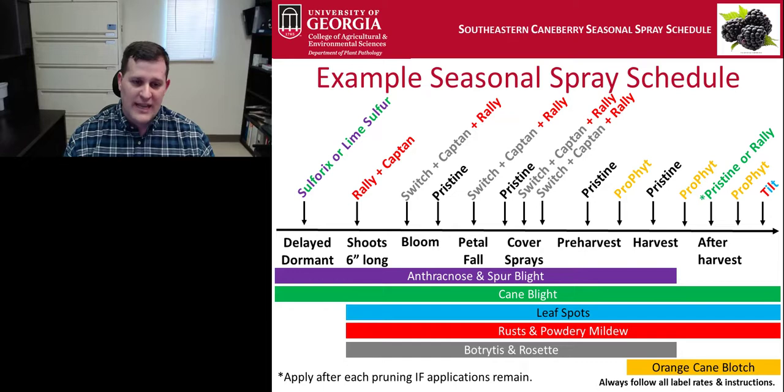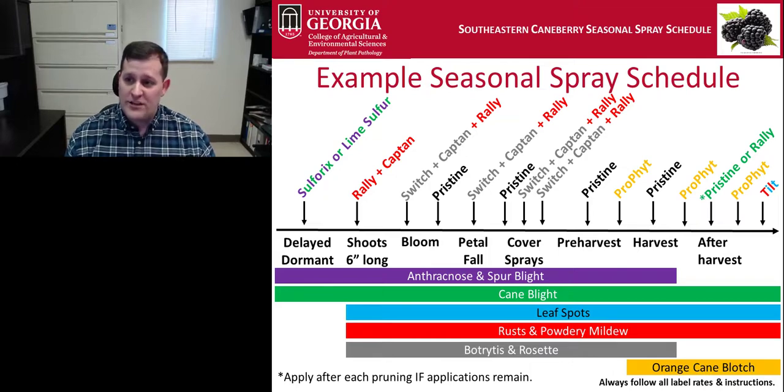So for example, Rally and Captan are effective against rust and powdery mildew. Applications at these times. So this is just an example of a spray schedule, but I've updated it to reflect the fact that, yes, we do have new recommendations for orange cane blotch. We recommend Prophyte applications in the pre-harvest, harvest, and after-harvest period for management of that disease. But also, if you have these other diseases at your location, and many of them are present throughout the Southeast, you'll need to be applying fungicides that are effective for the management of those disease issues.